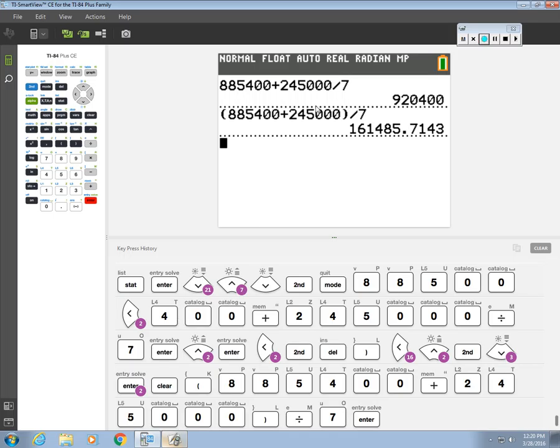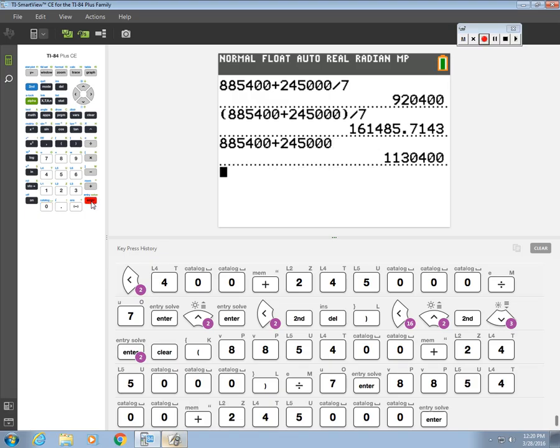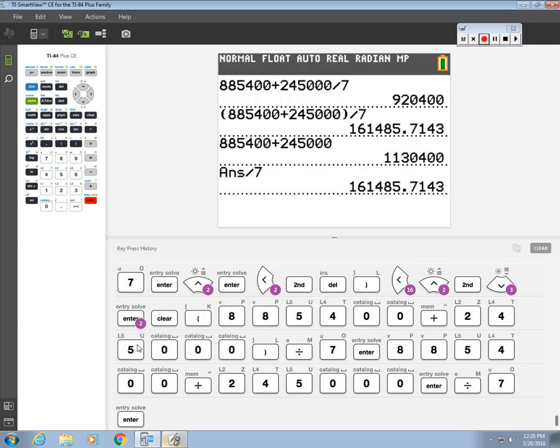Now, if you don't have to worry about that, what should you do? Can you just type it in like this, 885,400 plus 245,000 equals, and then take that number and divide by 7? Okay, that's the way most of you probably do it. But if you try to type it all in one line, you have to have parentheses.